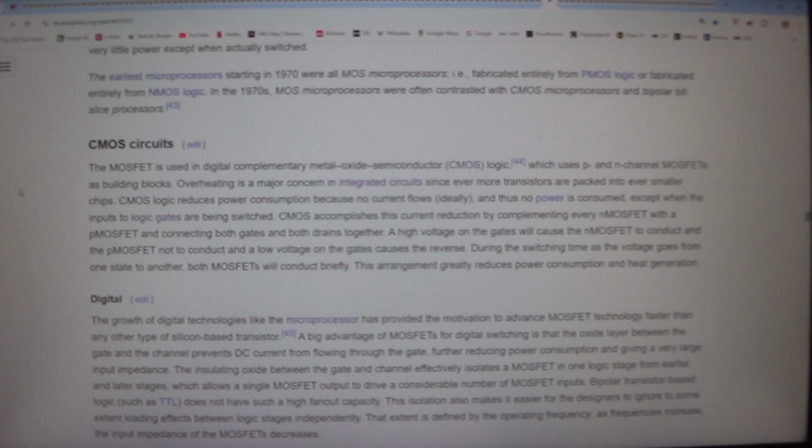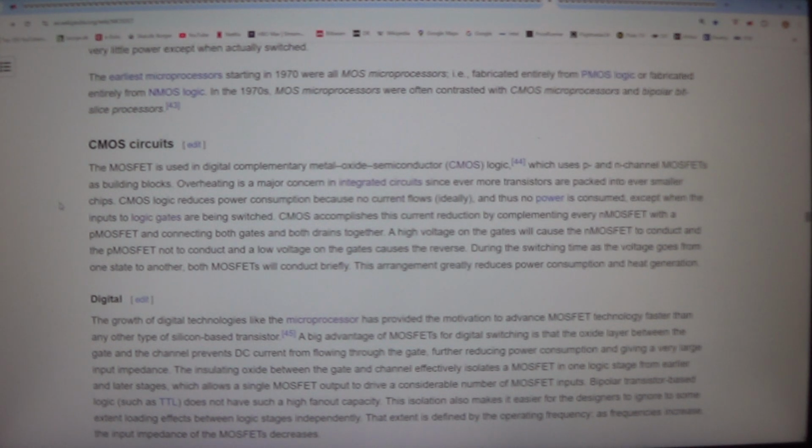CMOS circuits. The MOSFET is used in digital complementary metal oxide semiconductor, CMOS, logic, which uses P and N channel MOSFETs as building blocks. Overheating is a major concern in integrated circuits since ever more transistors are packed into ever smaller chips. CMOS logic reduces power consumption because no current flows, ideally, and thus no power is consumed, except when the inputs to logic gates are being switched.